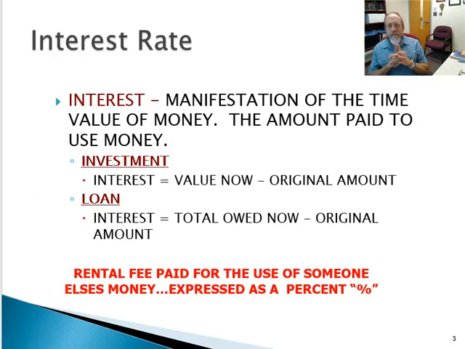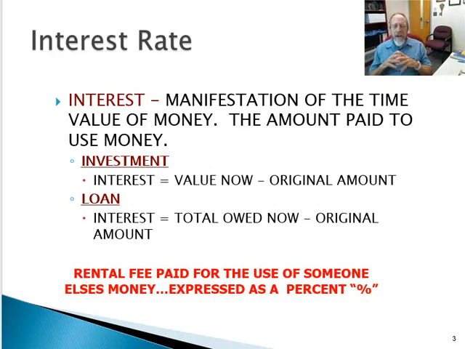So, first, let's talk about the concept of an interest rate. An interest rate, or interest, and interest rates and interest are different things, by the way, are a manifestation of the concept of time value of money. So you can look at interest as the amount that you pay in money to use money. When we say use money, it could be borrow money, lend money. Interest applies to both of those.